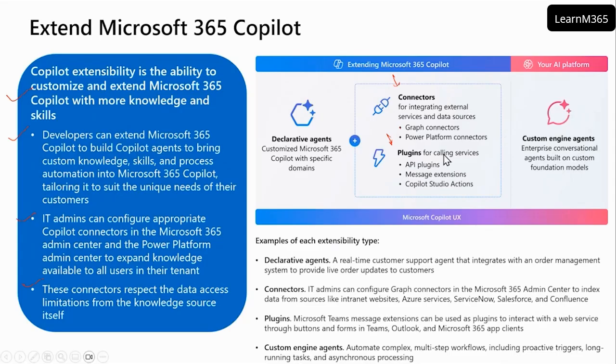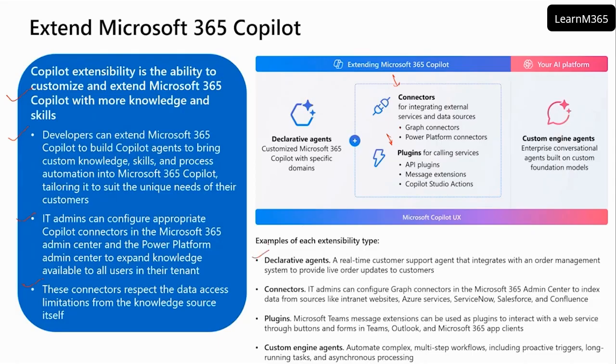So you can have API plugins, message extensions, and Copilot Studio actions. Then we have custom engine agents. You can create these agents; we are going to talk about what agents are in some time. We have declarative agents, which are customized Microsoft 365 Copilot for specific domains. What are the examples of each extensibility type? These are extensibility options. It means we are extending our Copilot to have advanced features, enhanced capabilities, and enhanced productivity. So what are the examples?